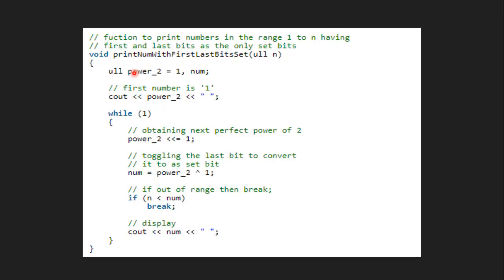Inside this function, we have two variables, power2 and num. Power2 is used to store the perfect power of 2. Now this statement prints the value of power2, that is 1. Now we enter the loop. Inside the loop, the very first statement uses left shift operation to generate the next perfect power of 2. And then we perform XOR operation with 1 on this perfect power of 2 and store it in variable num. And here in this statement, we check if num is inside the range. If it is not, we break, else we print the value of num and continue the loop.